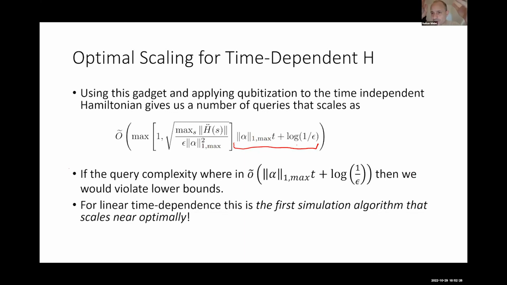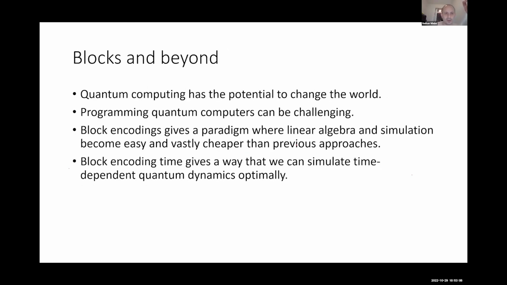So this, for the very first time, through thinking about these block encodings, gives us a time-dependent simulation algorithm that achieves optimal scaling. And before that, all the methods were near optimal. So this goes to show that block encoding time actually can be a really good thing. And it takes us one step closer to also being able to unify the ideas of qubitization, which don't work for time-dependent Hamiltonians, by finding a way of converting our time-dependent Hamiltonians to this block encoding of time, and thus allowing all known Hamiltonian simulation methods to simulate it near optimally. So that's one of the reasons why we want to do it.